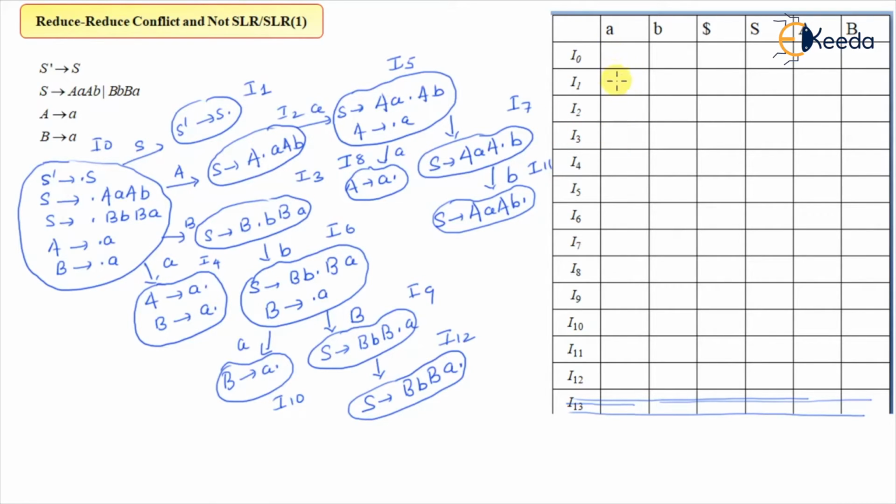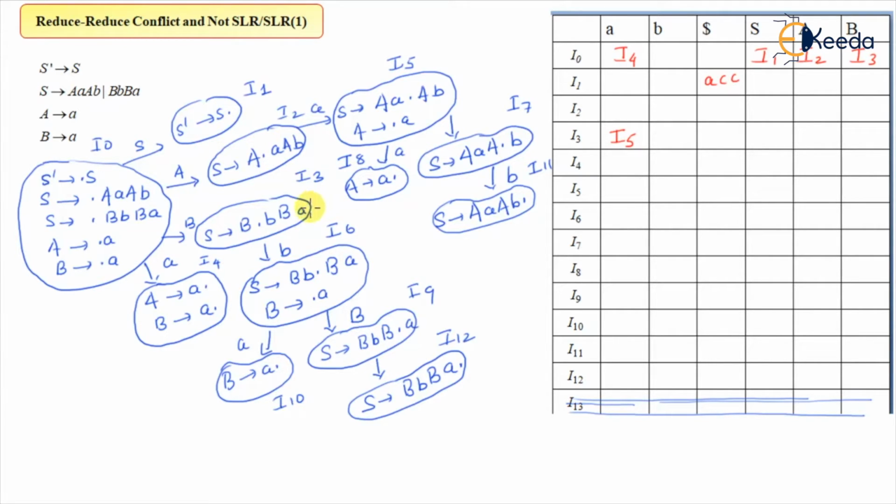So I0 on input S goes to state I1, on input capital A I2, on input capital B I3, and on input small a I4. I1 is a special state, you know what to do on input dollar, so that is accept. I2 on input small a goes to state I5. Reduction will be taken care of later.